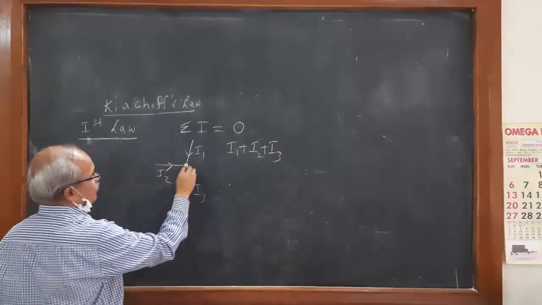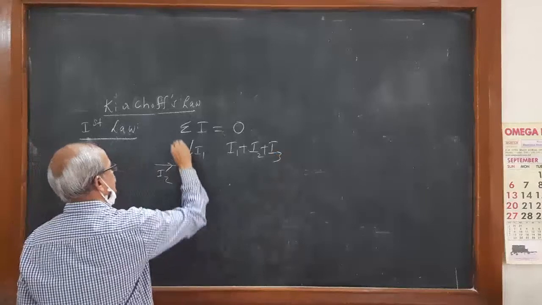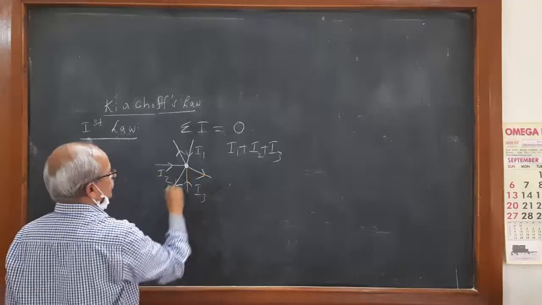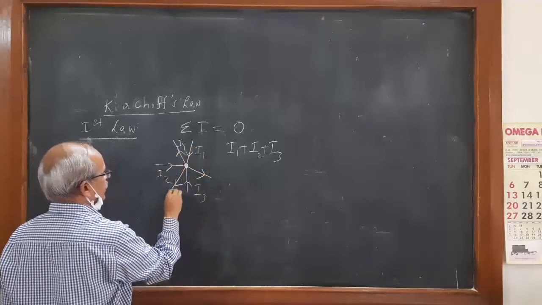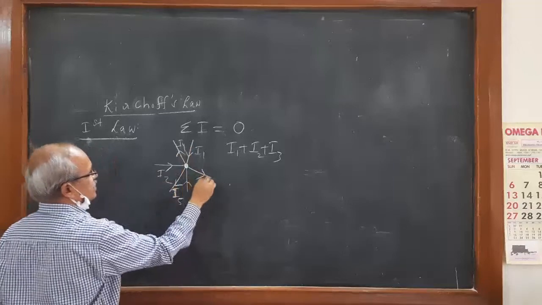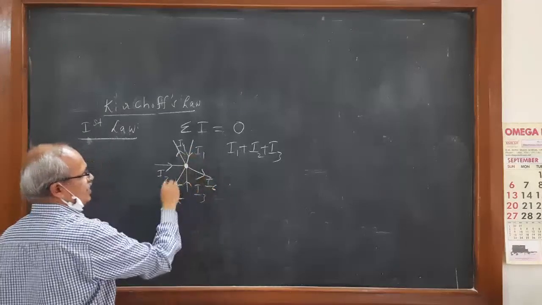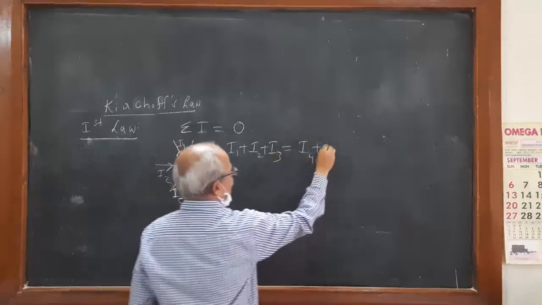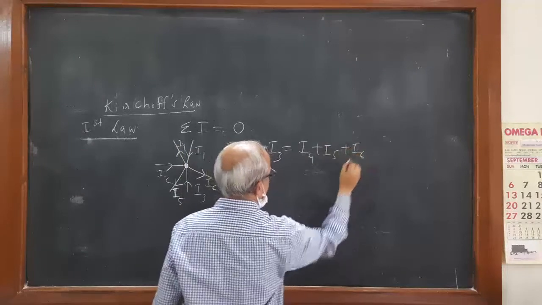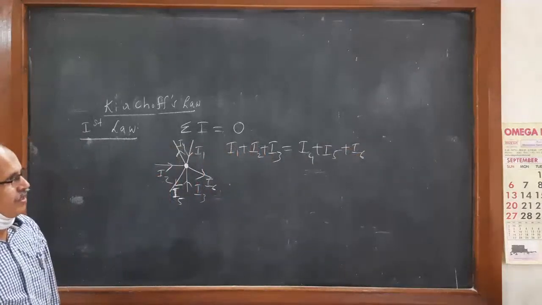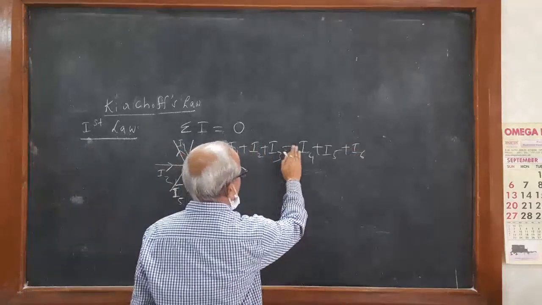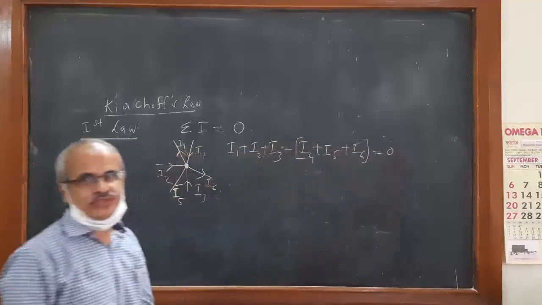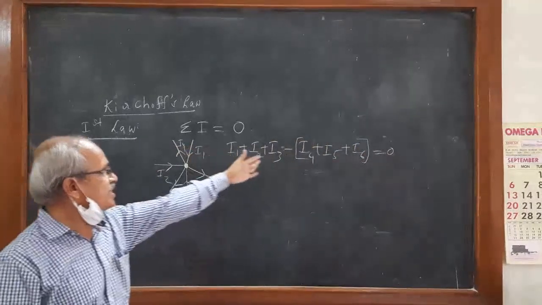it is equal to the sum of outgoing currents. Suppose these are the outgoing currents I4, I5, I6. That means the sum of incoming current is equal to the sum of outgoing current: I4 plus I5 plus I6. And if you take everything to one side, this is equal to 0. The sum of all is equal to 0.